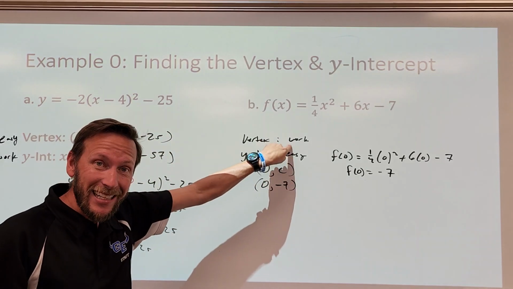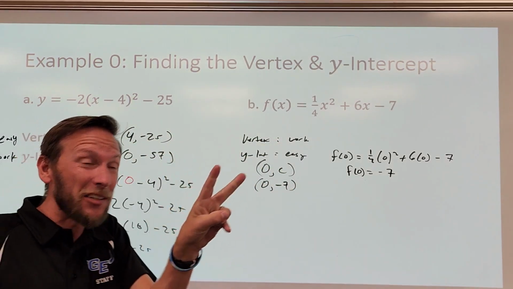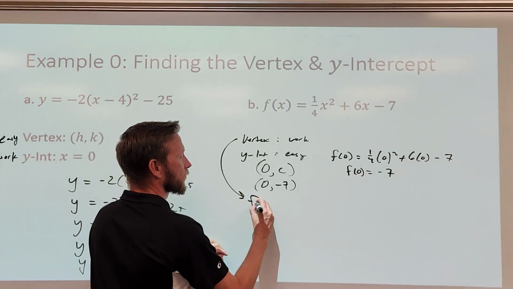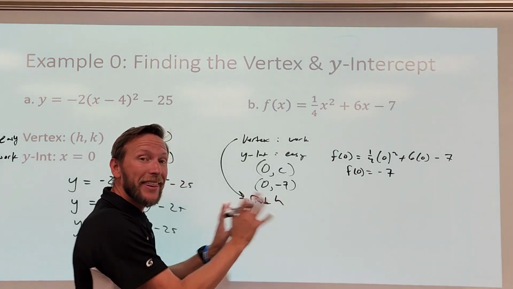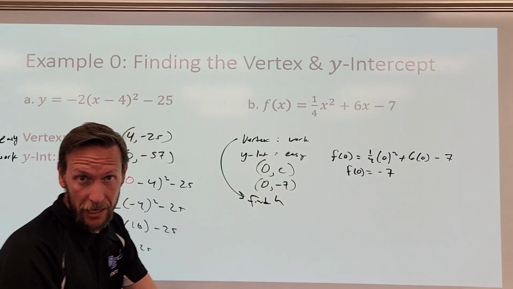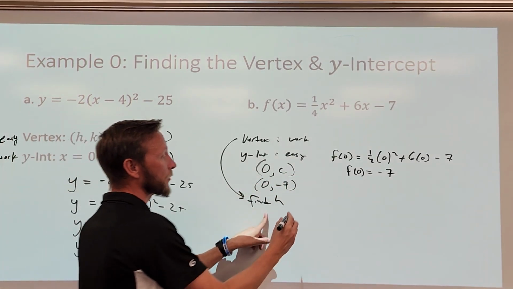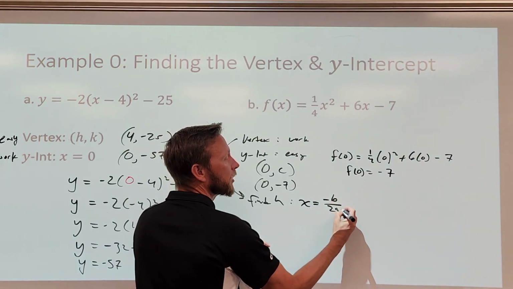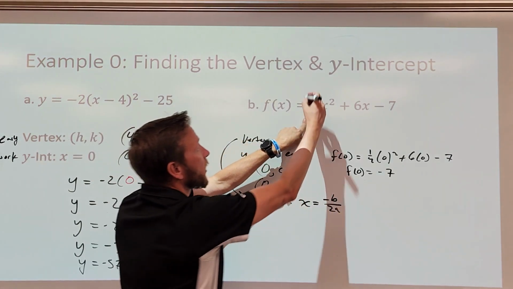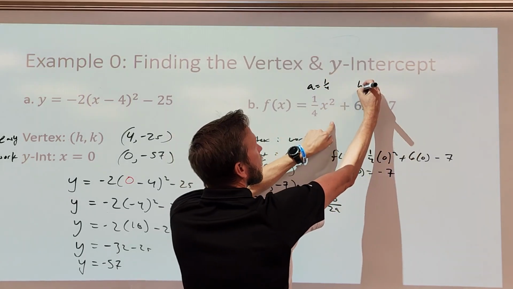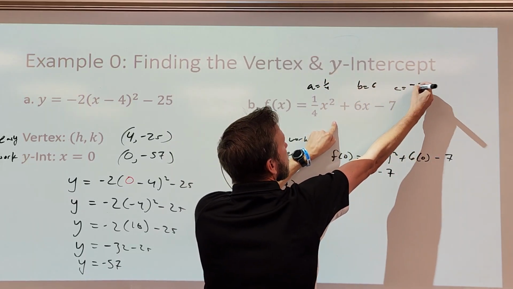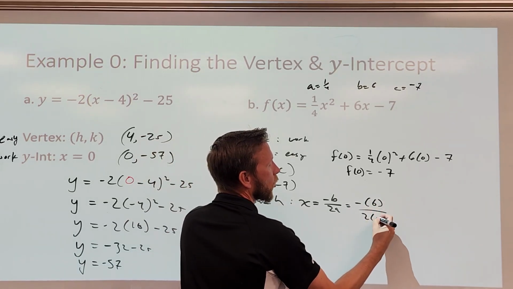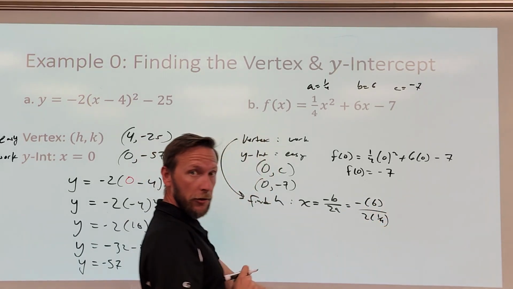The vertex, like I said, is going to require work. It's going to be 2 parts. The first part is we have to find h. And then after we find h, then we have to find k. And so this is going to require some steps. H we find by taking x is equal to the opposite of b over 2a. We've already identified that a is equal to 1/4, b is equal to 6, c is equal to negative 7. And so x is going to be the opposite of 6 over 2 times 1/4.